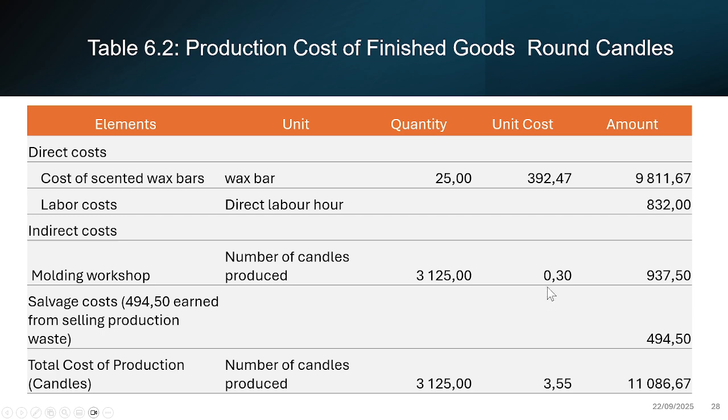Now we move to the same for the indirect cost of the molding workshop. The 3,125 candles produced attracted overhead, or indirect cost, of 30 cents per candle, for a total of 937 euro. However, there's one very important thing we have to pay attention to here. It means the sales of waste, the salvage value.